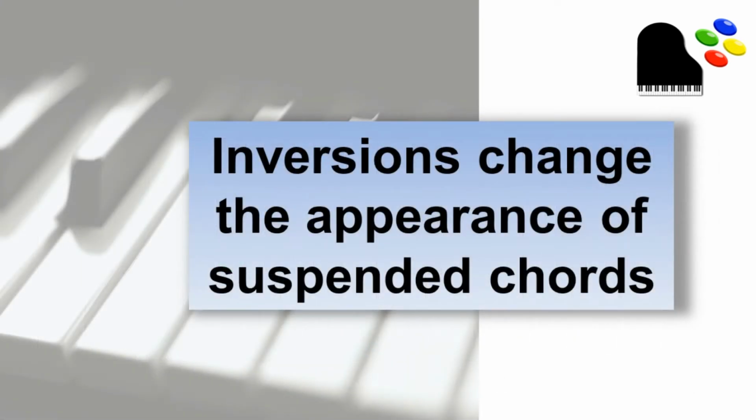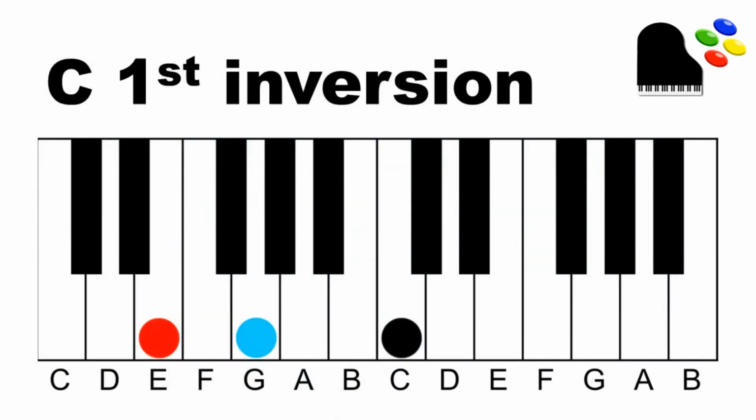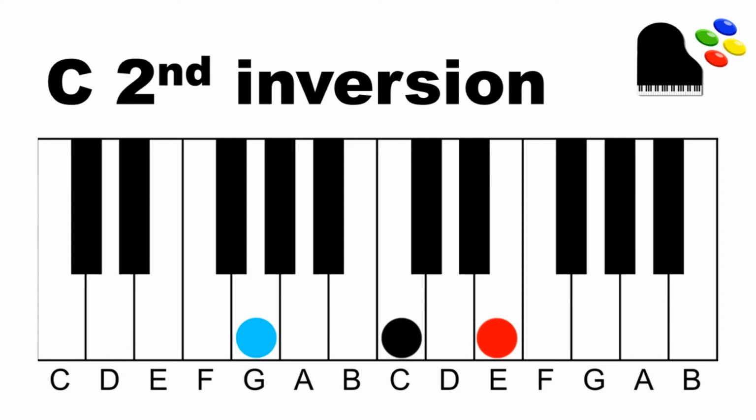Okay, inversions also change the appearance of your sus2 chords. Let's take a look at that. Here you have C major in first inversion. Here we have our third, and a whole step down from the third is going to be our D. And this is what it looks like. As you can see, we have a stack of fourths here. I'll talk about that in just a second, but as you can see, it changes the appearance. C second inversion. There's the third. Move it down. There's the second. So that's C sus2 in second inversion.